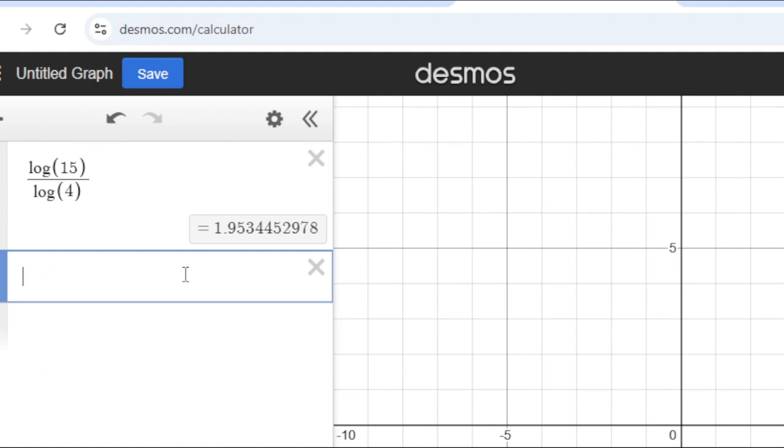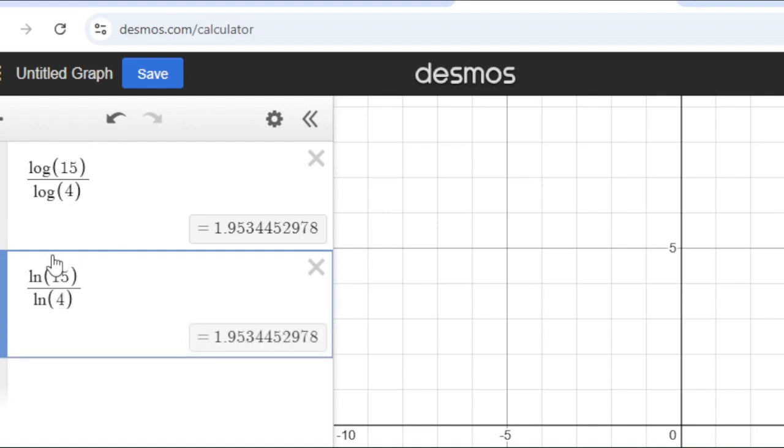By the way, we would have gotten the same exact thing if we typed ln of 15 divided by ln of 4. Now, ln of 15 is not the same as log of 15, and ln of 4 is not the same as log of 4. They're different decimals, but that ratio, this log 15 divided by log 4, is the same thing as natural log of 15 divided by natural log of 4. Notice we get the same answer here.